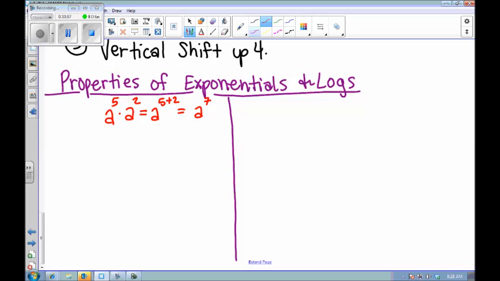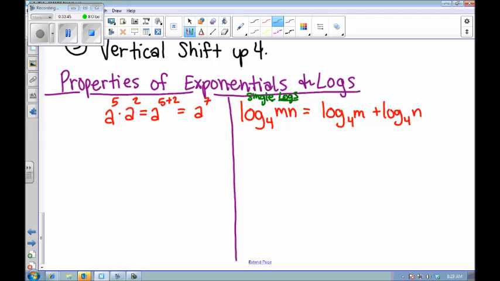The same rules apply to logs. When we have 2 logs and the base is the same, we multiply. Multiply, add. So, like log base 4 of m times n would split into an addition problem: log base 4 of m plus log base 4 of n, as in Nancy. This left side is called the single logs, and I want to write a song called All the Single Logs. Wouldn't that be fun? All the single logs.